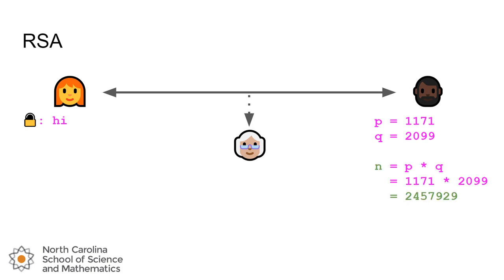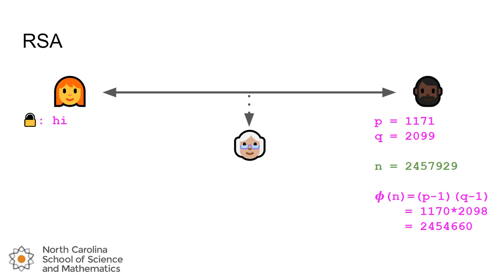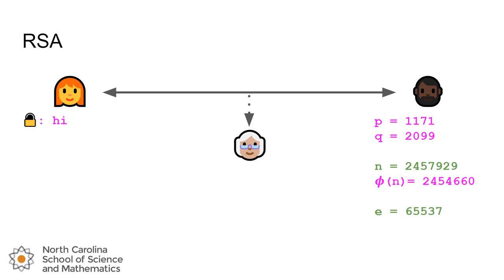So the first thing Bob needs to do is compute the value for N. He doesn't want to show how he does that, so you wouldn't see the 1171 times 2099, but he gets the result of N equals 2457929. Now he needs to get to work computing phi of that number. And because Bob knows P and Q, he can compute phi of N pretty quickly. He can just take one less than P and one less than Q and multiply those together. This is all now secret information. Nobody should know that phi of N is 2454660. Because he's now going to use that to compute his decryption key.